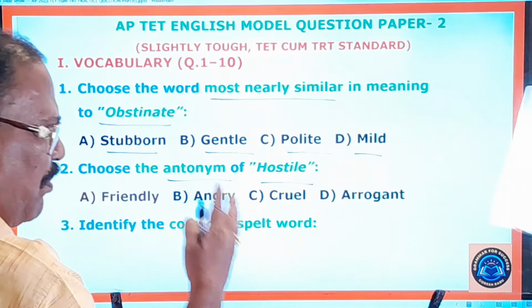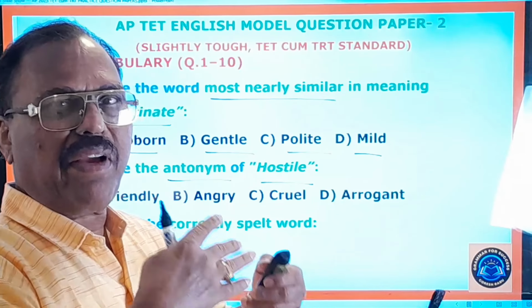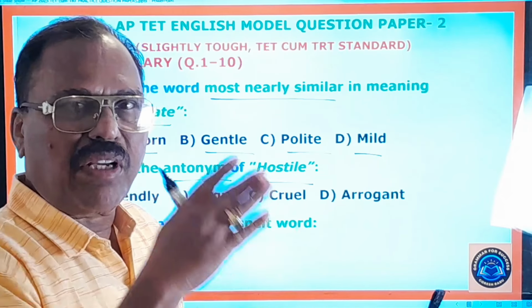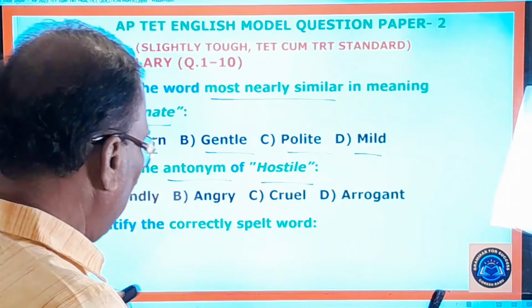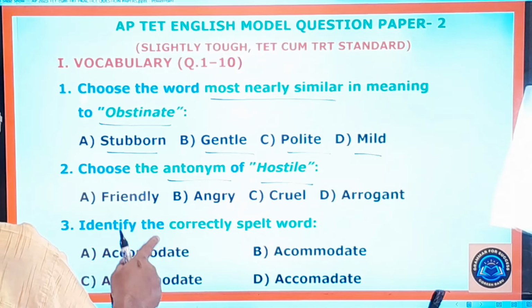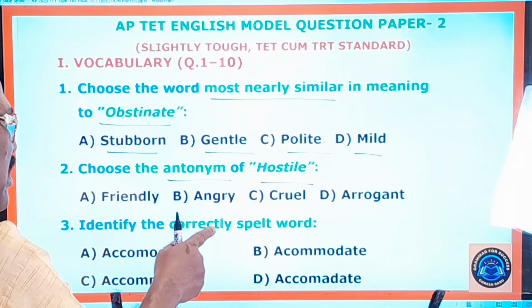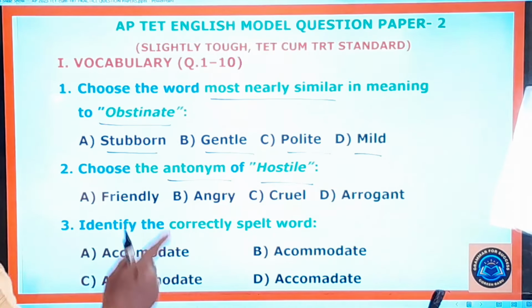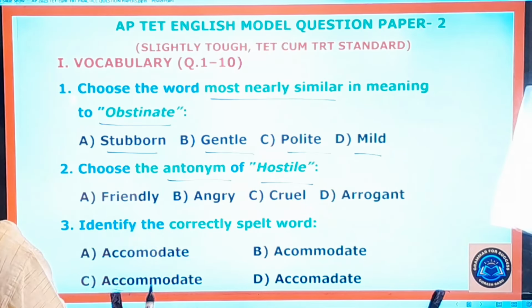And remember, before you give the spelling of any word, you must cut the word into syllables. Then only you can give the correct spelling. And here the word given for correction of spelling is accommodate. And what is that word which has the correct spelling? Okay, and you have to choose that one which has the correct spelling.